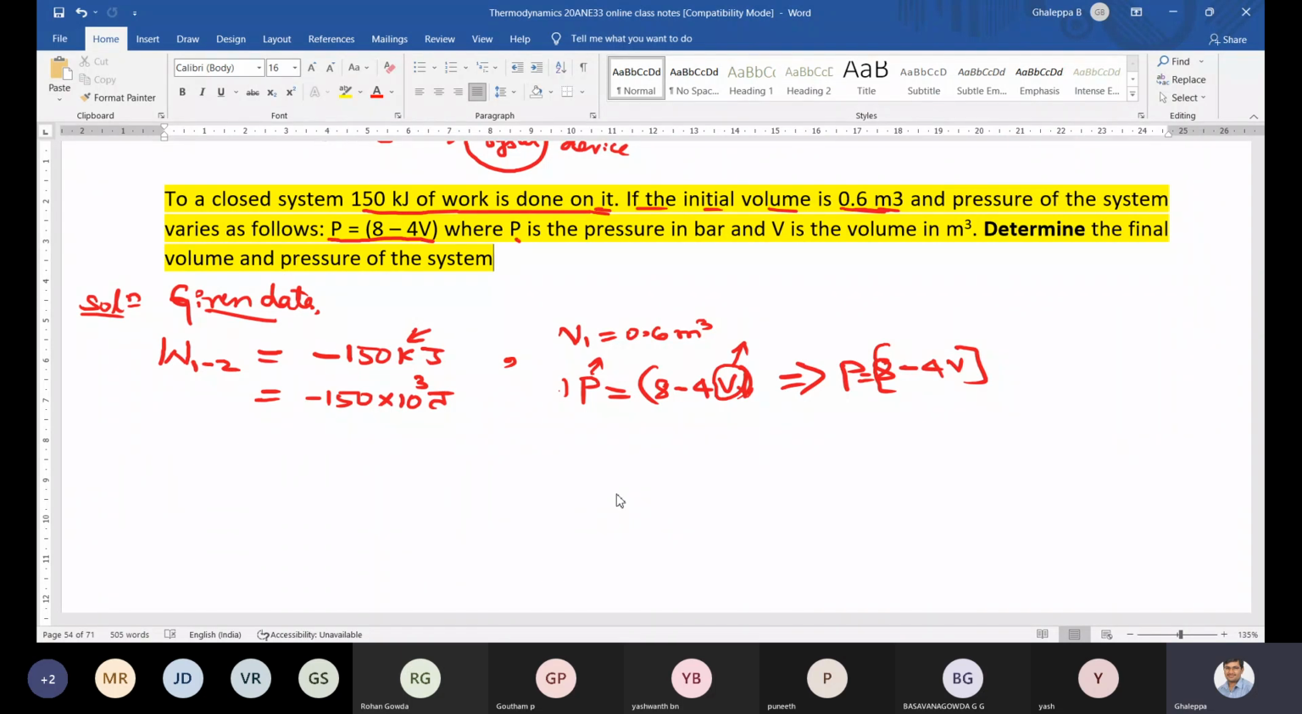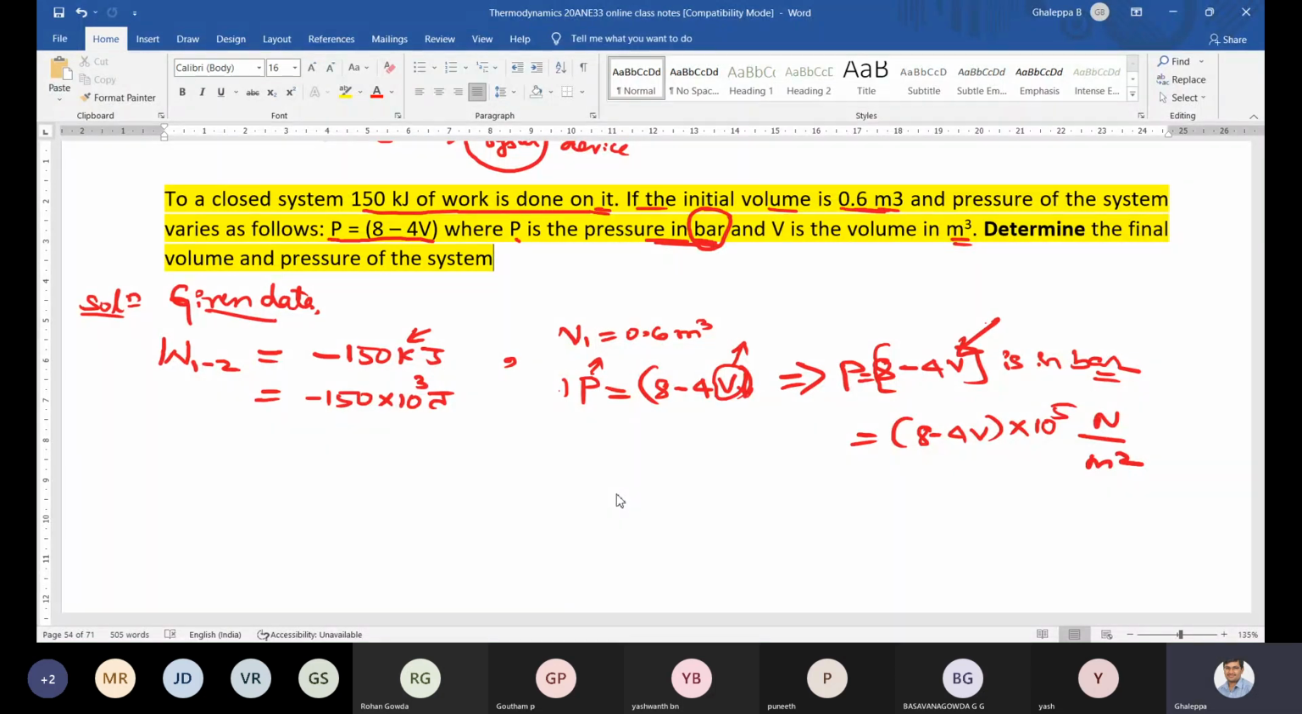Next line. Where P is a pressure in bar. This is very, very important. Such types of numericals are very important because here he has given pressure in bar. So this equation is in bar. Once you substitute the value of V, you will get the pressure in bar. So you have to write (8 minus 4V) into 10 to the power of 5 Newton per meter square, because it is in bar. Next, and V is a volume in meter cube. Yes, this volume he has given in meter cube.